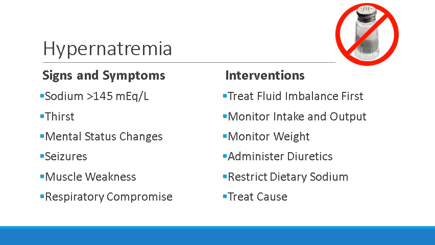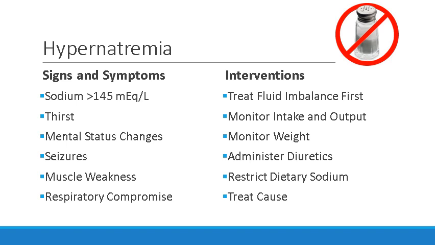Nursing interventions for individuals with hypernatremia: treat the fluid imbalance first. So fluid replacement without sodium, monitor intake and output, monitor their daily weight, administer diuretics, restrict their dietary sodium, so no extra salt. These are going to be your no added salt diets, and treating the cause.